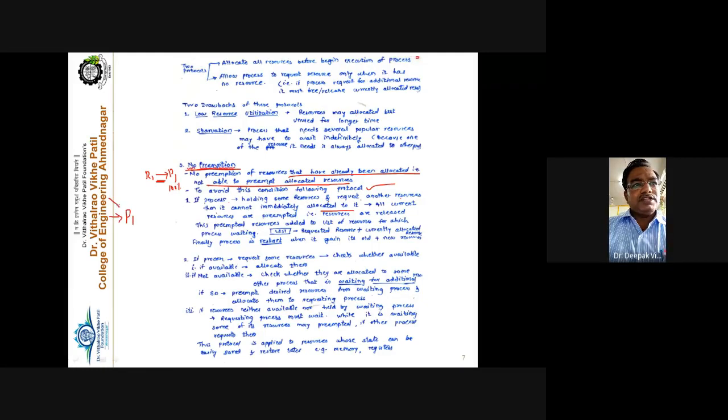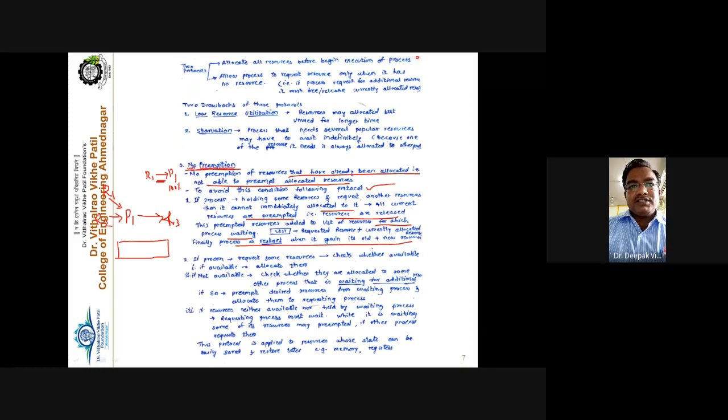Process P1, for example, is holding resources, R1 and R2. If it is requesting resource R3, then it cannot be immediately allocated. That is, all current resources are preempted, that is, resources are released. These preempted resources are added to the list of resources for which the process is waiting. You are maintaining the list of resources required by the process, and finally the process is restarted when it goes again with its old and the new resources.